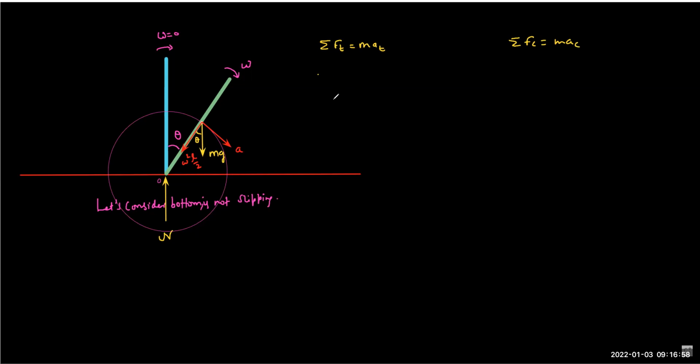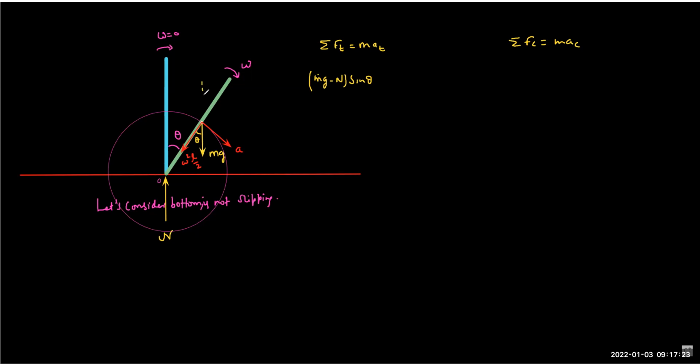It won't be very difficult because the normal is acting upward and mg is acting downward. So the net force I can take as mg minus N acting downward, and then take the component, which is sin theta. Is this clear?